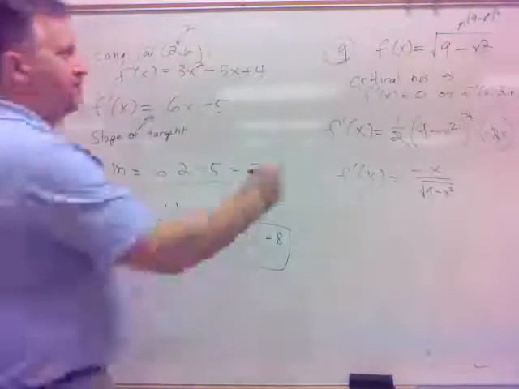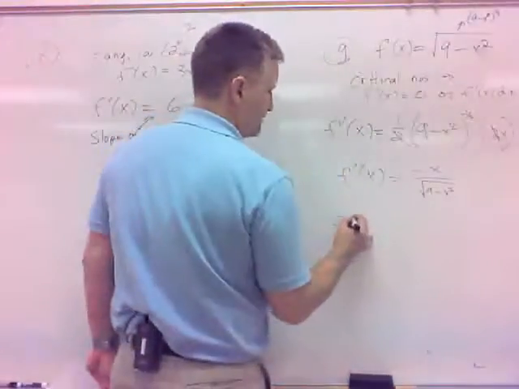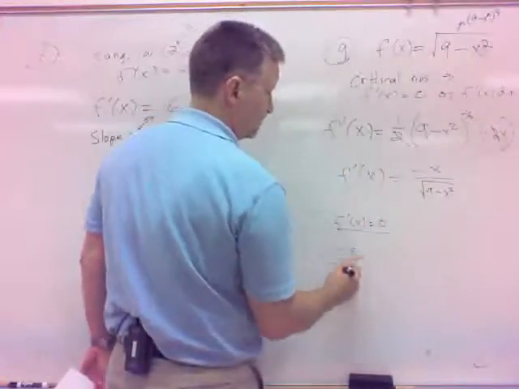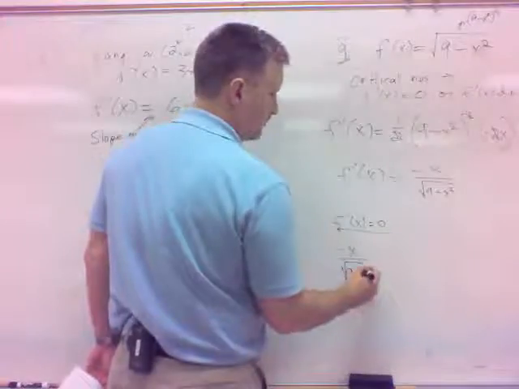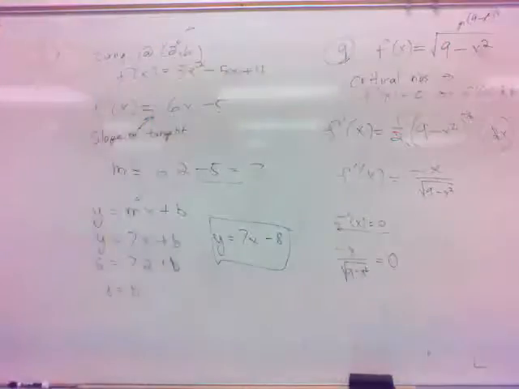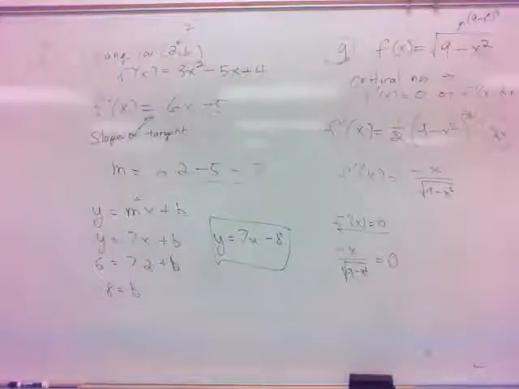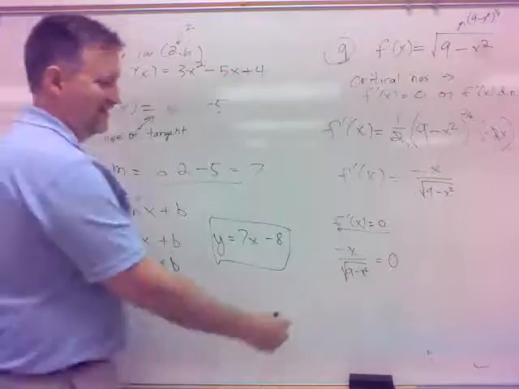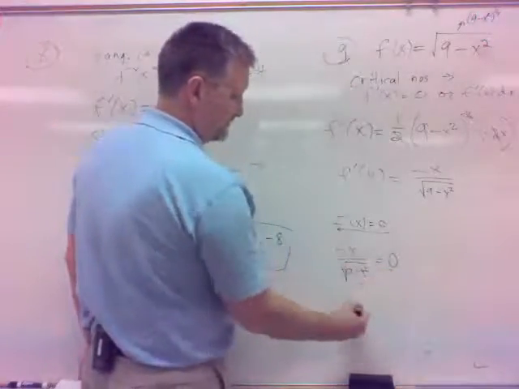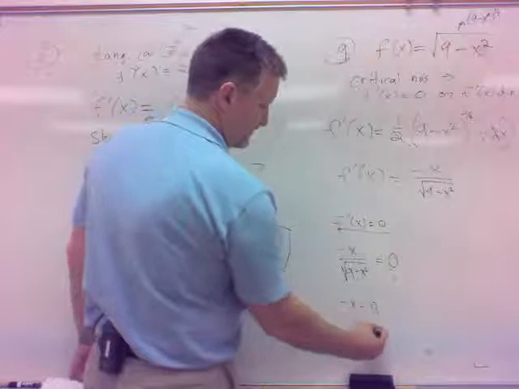So I'm trying to find the critical numbers. I set the derivative equal to 0 and solve. What about that? Well, that's an easy one. If you cross multiply, you get minus x equals 0, so that's just x equals 0. So that's an easy one.